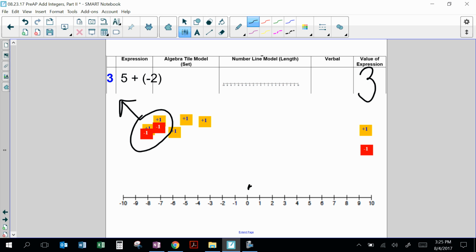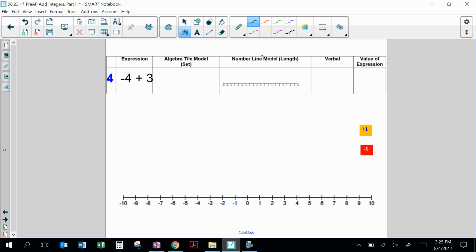So I start at 0. I go to 5. -2 means I go back to, stop at 3. Number 4, -4. I'm going to add 3 positives to this.